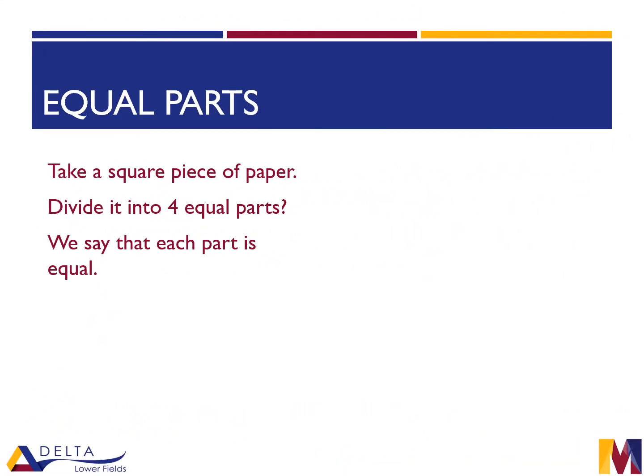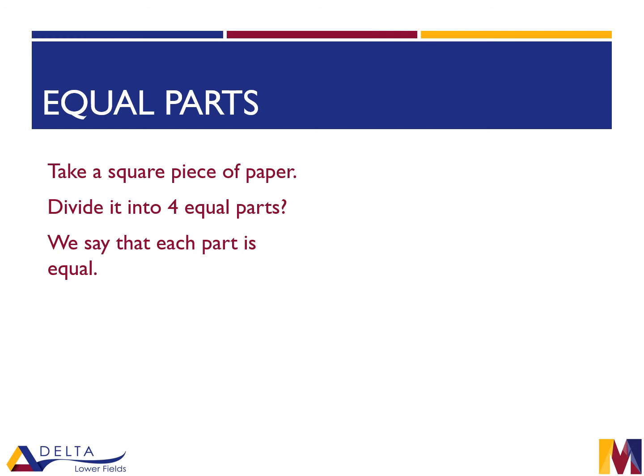So I want you to have a go at this activity. I think if 8 is coming up soon, so do actually do this activity because it will help you with that. So, equal parts. Take a square piece of paper. Get a piece of paper, make it a square. Okay? I want you to divide it into 4 equal parts. We say that each part is equal.